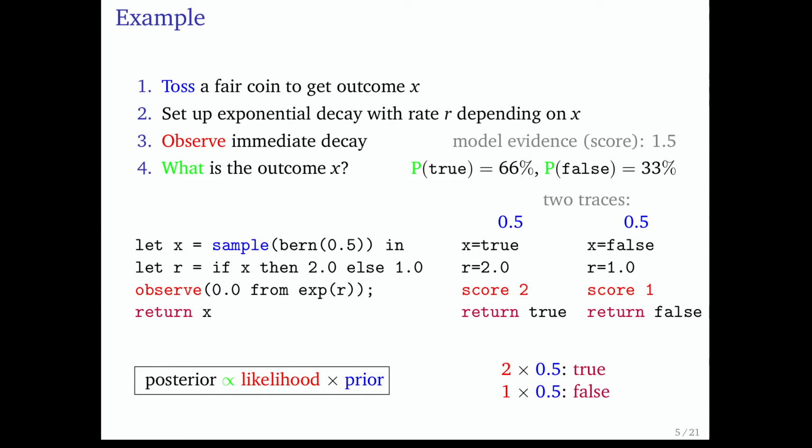Is the example clear? I think I missed the score. Where is the score coming from? This one. It comes from that observe, if you like.